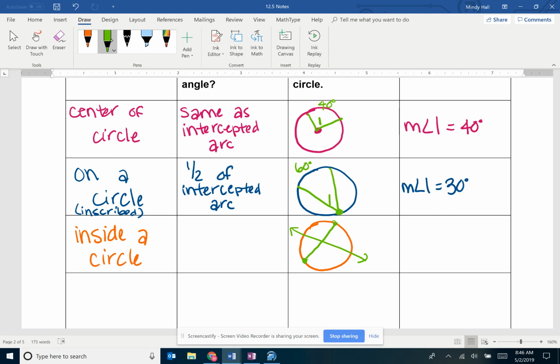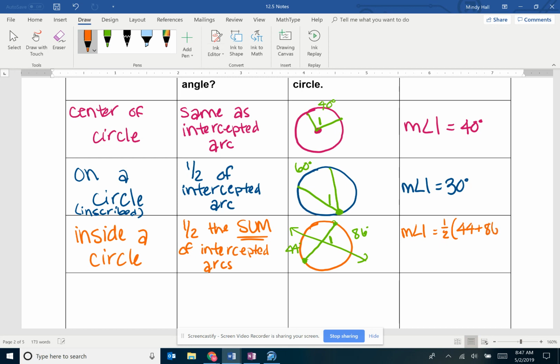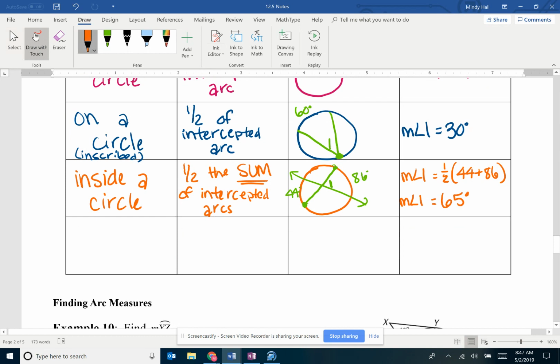And let's say we wanted angle 1 and we knew this one was 86 and this one over here was 44. The measure of the angle is going to be half the sum of intercepted arcs. So in this case, measure of angle 1 is going to be 1/2 of 44 plus 86. So then the measure of angle 1 is going to be 65 degrees. Okay?